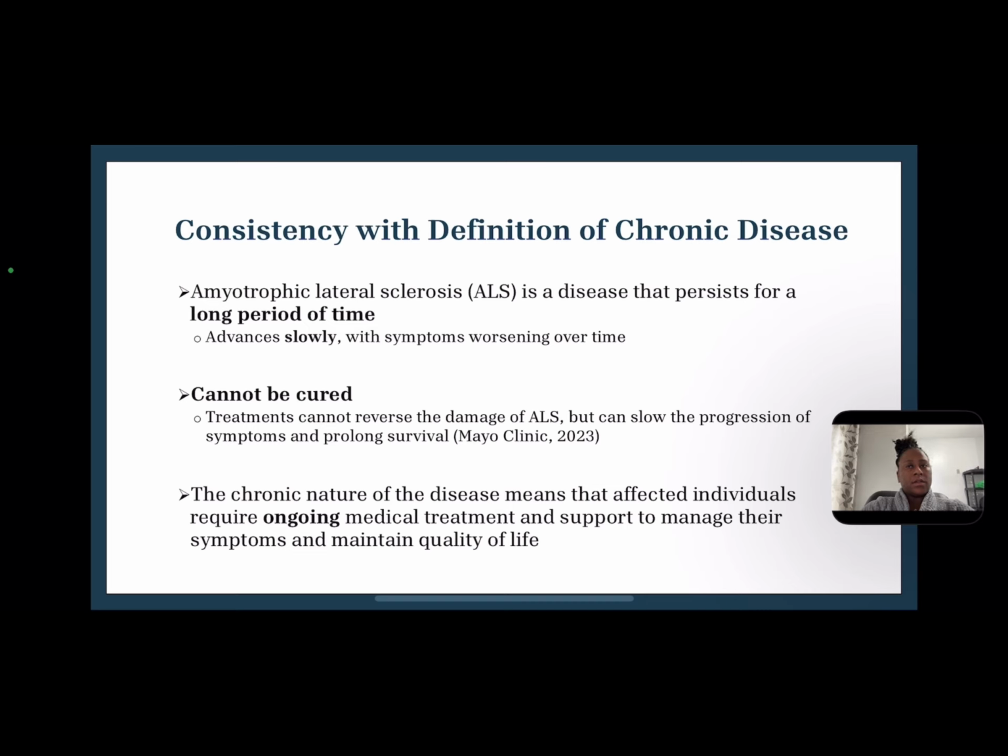What are motor neurons? Motor neurons are nerve cells responsible for transmitting signals from the brain and spinal cord to the muscles. This enables voluntary movement. They have long axons that connect the muscles throughout the body, making it challenging to establish new connections and restore function once lost. This causes the disease to be incurable. The nature of the disease means that individuals require ongoing medical treatment and support to manage their symptoms and maintain quality of life.